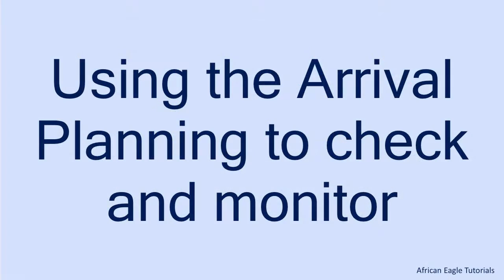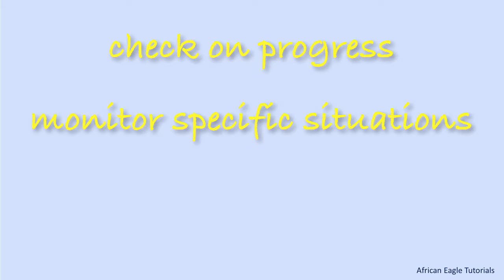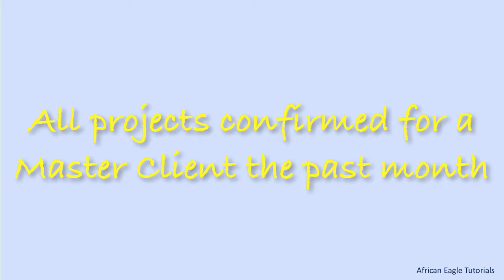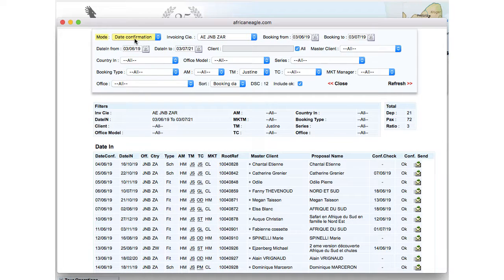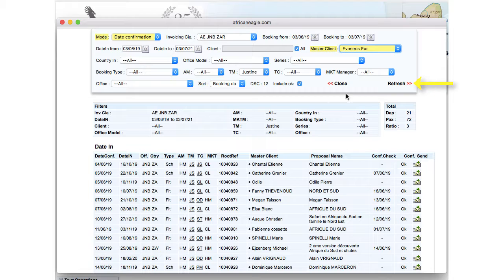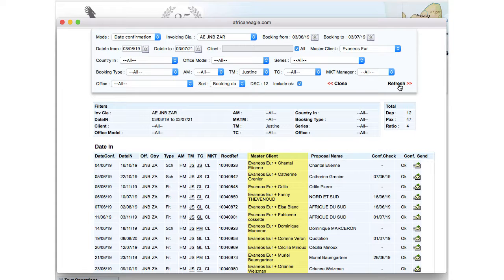In either mode, it is also possible to use the arrival planning to check on progress and monitor specific situations using the filters or a different sort. For example, to see all the projects confirmed for a master client during the past month, select Mode Date Confirmation, Master Client Evaneos, click Refresh. Only the projects linked to the master client are then displayed.